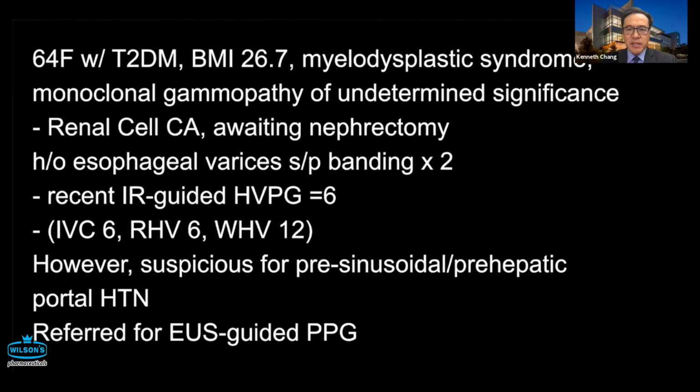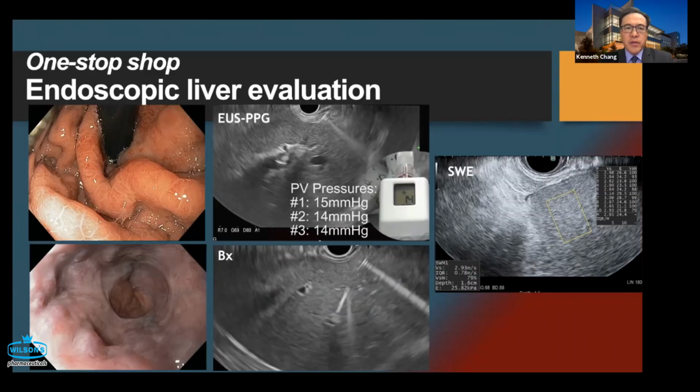And I'll skip the last case. With this concept that now with endohepatology, we can deliver a one-stop shop endoscopic evaluation where we assess for portal hypertensive gastropathy, we assess for esophageal and gastric varices. On the same procedure, we can do EUS-guided portal pressure gradient measurement. We can do liver biopsy as well as shear wave elastography in both right and left lobe. If you think about it, if we do this on these patients, the amount of information we can give back to our hepatology colleagues and impact the patient's natural history, and we can intervene much earlier.